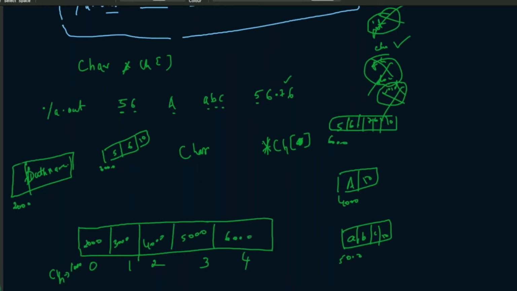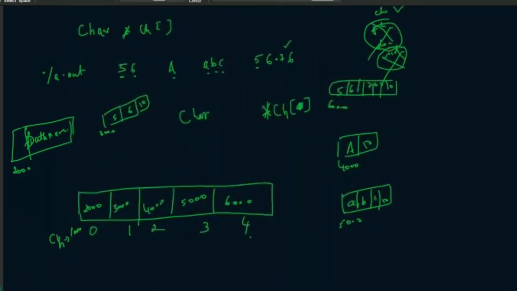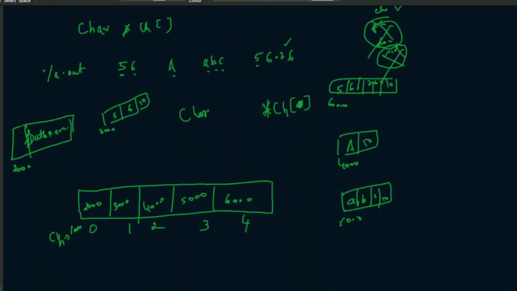Now what does this become, technically speaking? This is nothing but a two-dimensional thing, right? It is a character type of array which stores addresses, and each address points to character type data. If you say ch of 0, you will definitely get an address. If you say ch of 0 and 1, you will get that data.